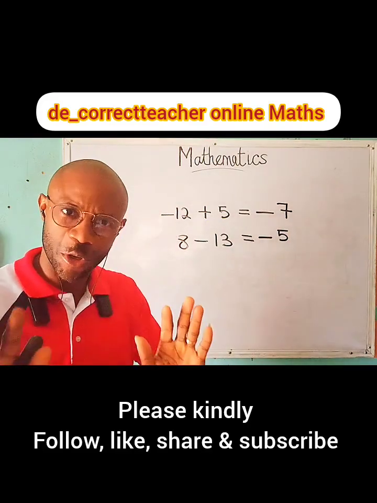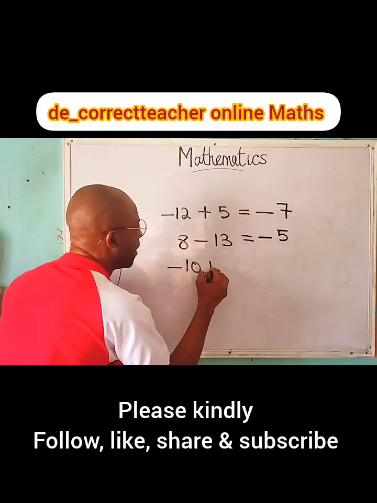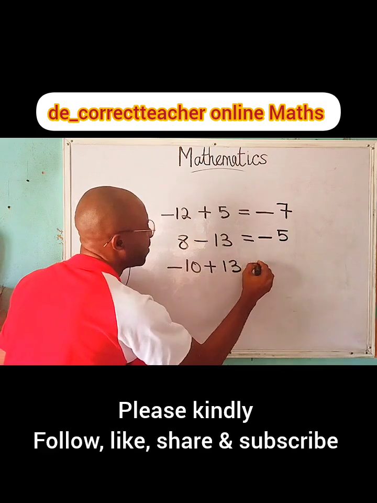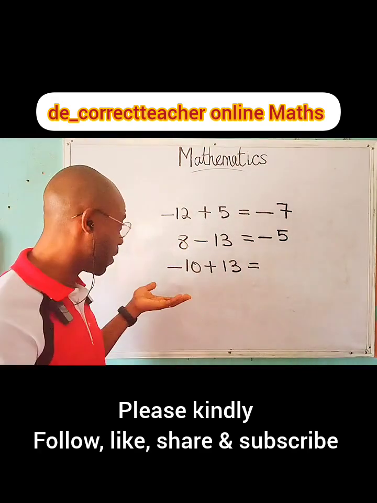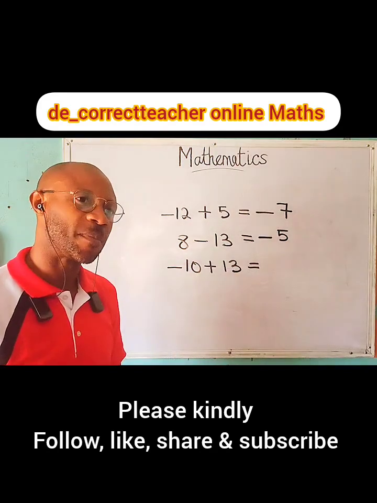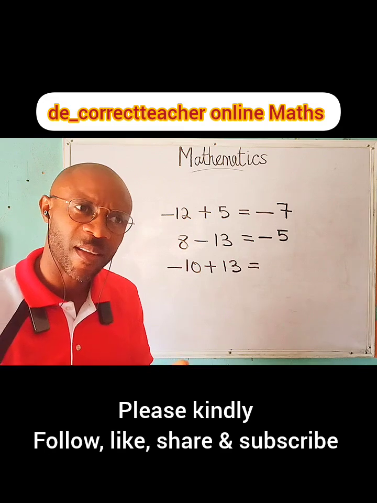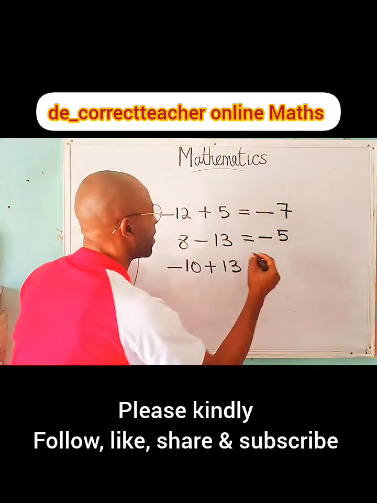Okay, don't rush. I'll give you this to attempt. Minus 10 plus 13. I'm waiting for you to do this. So minus 10 plus 13 is what? What did you say? Plus 3. Beautiful. That is correct.